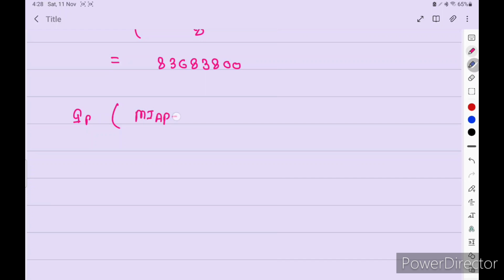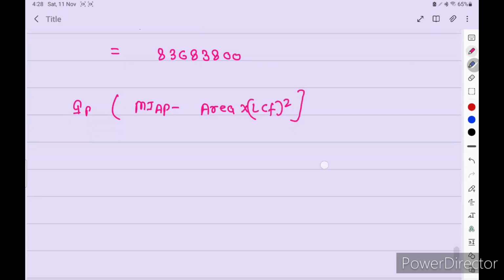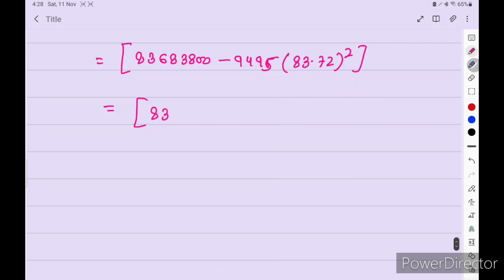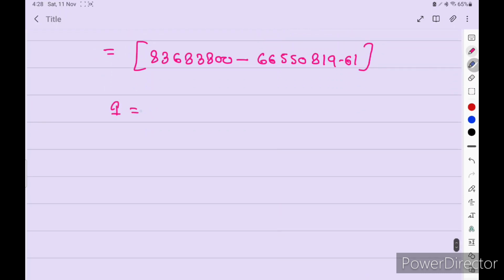Moment of inertia about perpendicular minus area into LCF square. Putting the values in the formula: 83683800 minus 9495 into 83.72 square. So we get 83683800 minus 66550, so I is equal to 17132980.39.